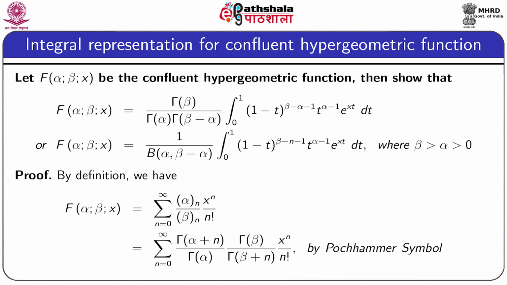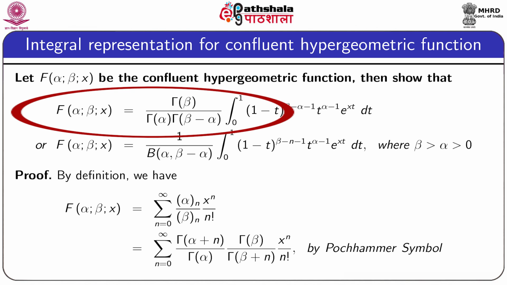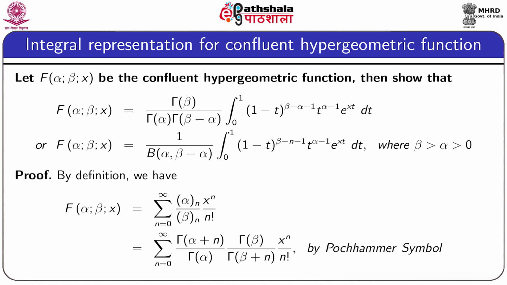Next, we look into the integral representation for the confluent hypergeometric function. Here we have to show that if F of alpha, beta, x be the confluent hypergeometric function, then F of alpha, beta, x is equal to gamma function beta divided by gamma function alpha into gamma function beta minus alpha, integration 0 to 1, (1 minus t) whole to the power beta minus alpha minus 1, t to the power alpha minus 1, e to the power xt dt.